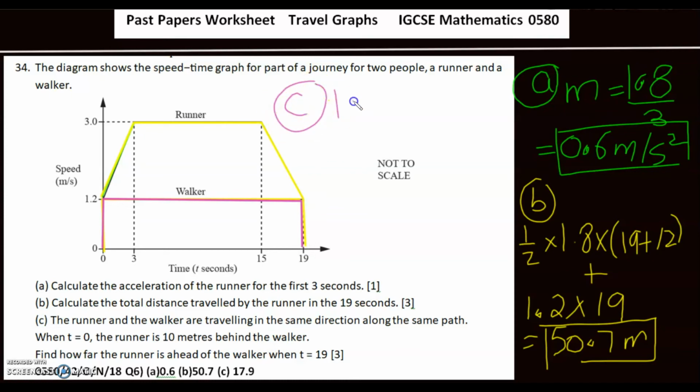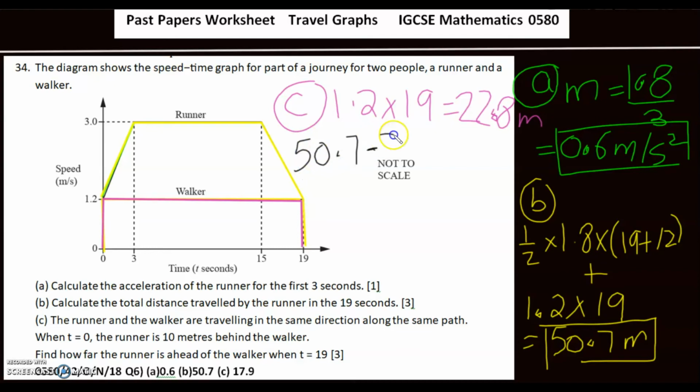So that was 1.2 times 19. What does this give us? 1.2 times 19 gives us 22.8. So this is the distance covered by the walker. And what's the total distance covered by the runner? That's 50.7. So we subtract these two values.